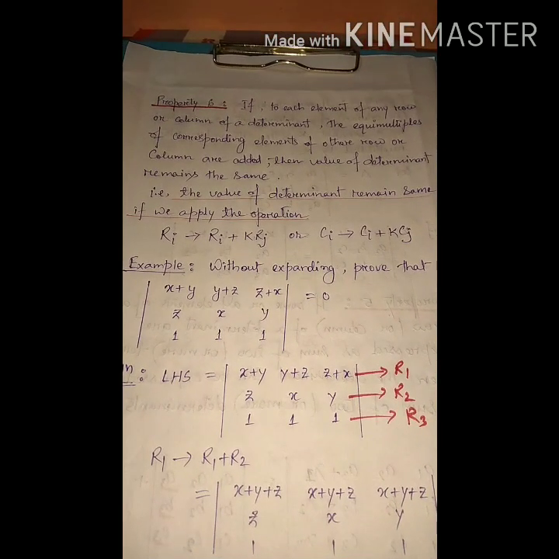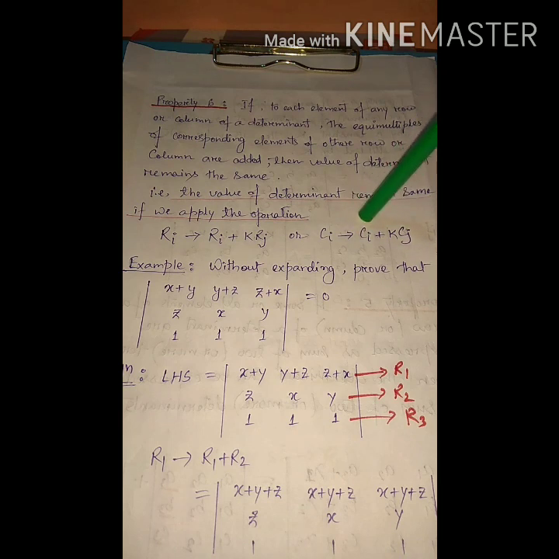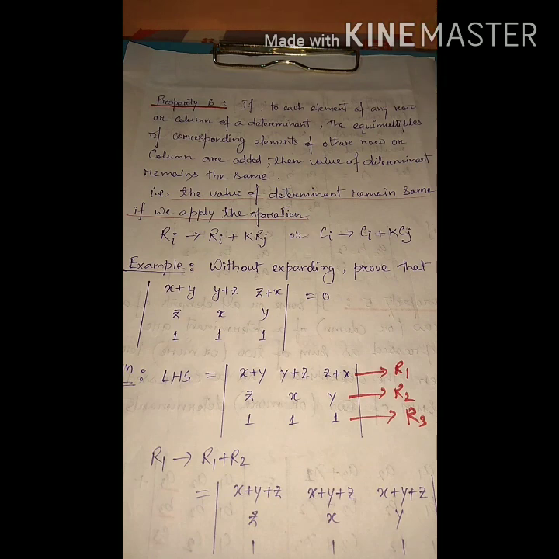Now the next property is number 6. In this property, actually, what is the meaning? If any one row or any one column, if we multiply or add it with another row or column, then after that, if you evaluate the determinant, in both cases, the one given to you at the start and the one after the operation, you get the same result. So the meaning is that the value of the determinant remains the same if we apply this operation.